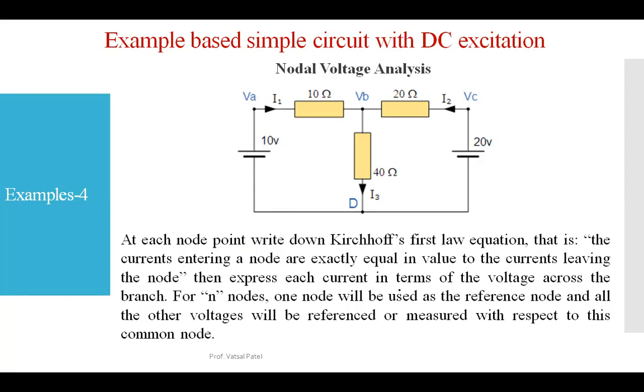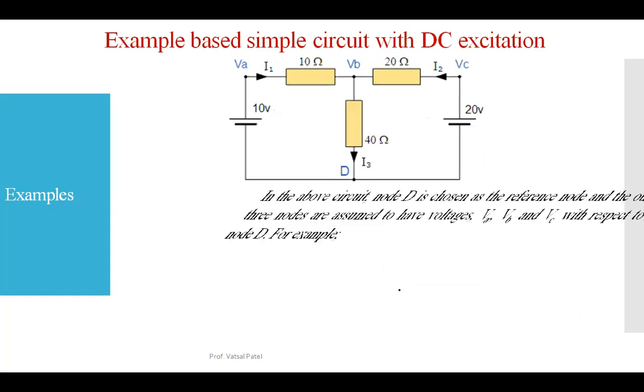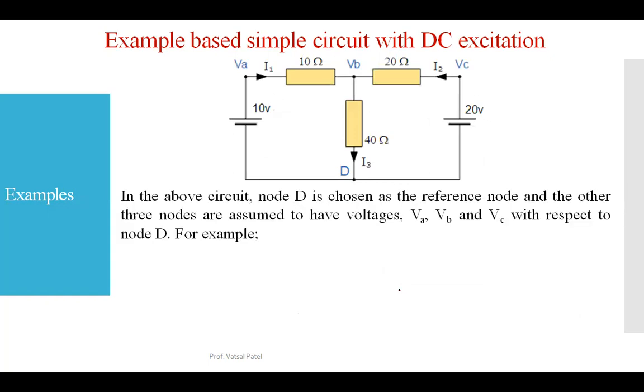Suppose you have n number of nodes in the circuit. One node you select as the reference node, and all the other voltages are considered with respect to that common node. Right here in this circuit, node D is selected as the reference node, and the other three nodes we assume in terms of voltage quantities VA, VB and VC with respect to node D.